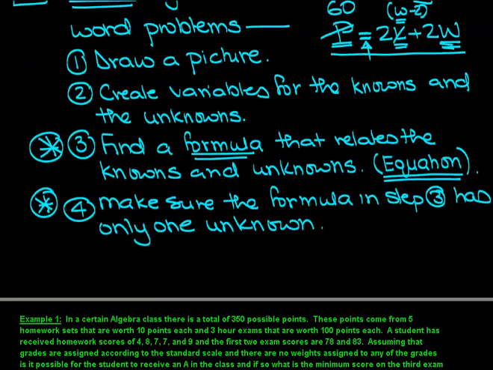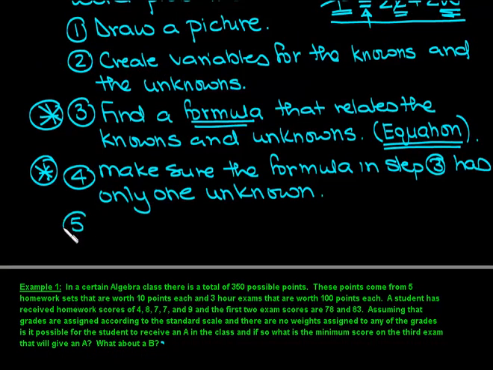And then the last thing we want to do is we want to solve. Because once we are down to one unknown, we can solve that. We know how to solve a linear equation.